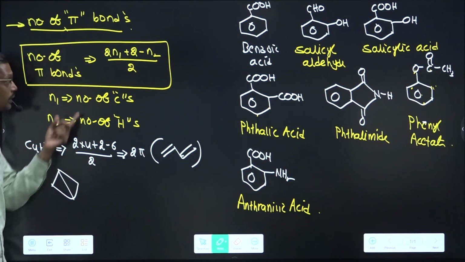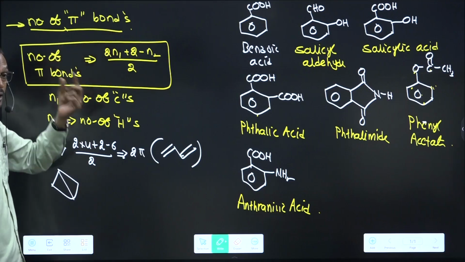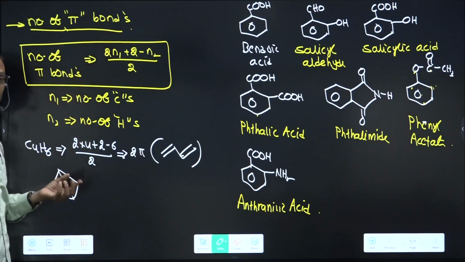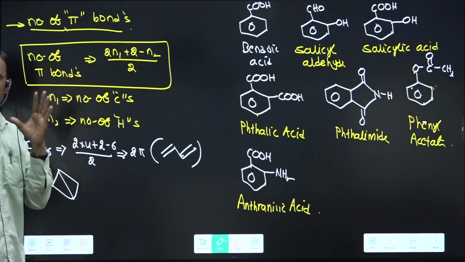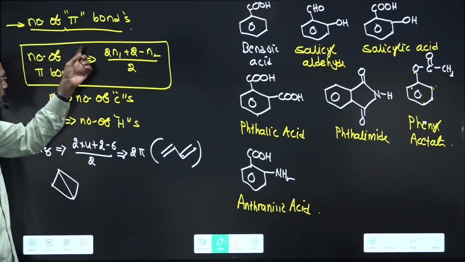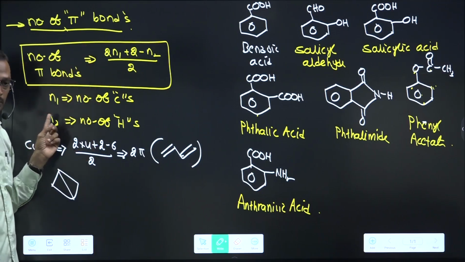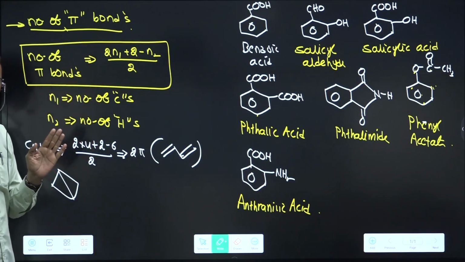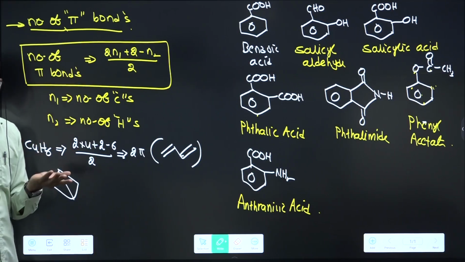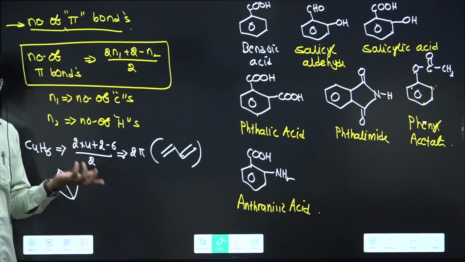This formula, the number of pi bonds calculation formula, is saying that with a given molecular formula, how many maximum pi bonds you can create. Only that can be explained by this formula. Maximum number, not more than maximum. Minimum is possible definitely. Maximum is 2 means, what about minimum? 0.